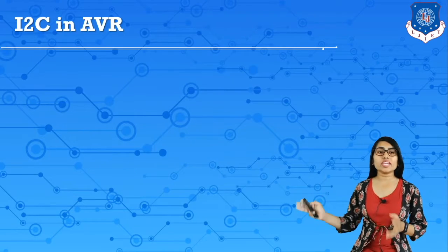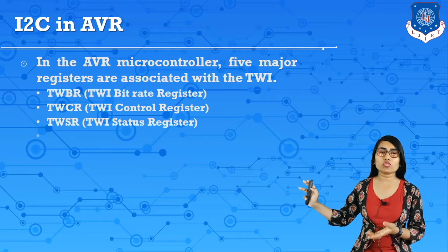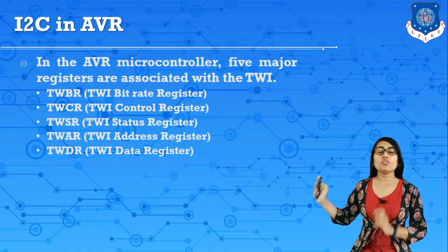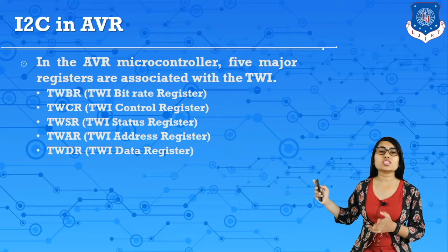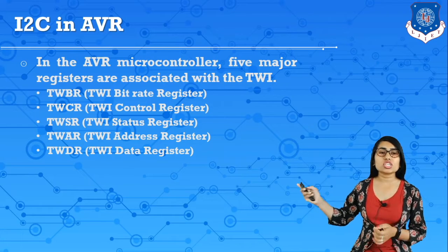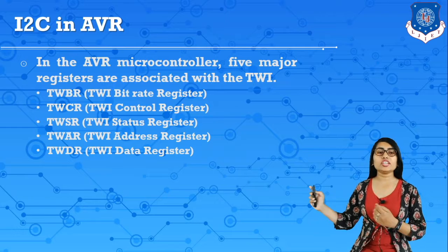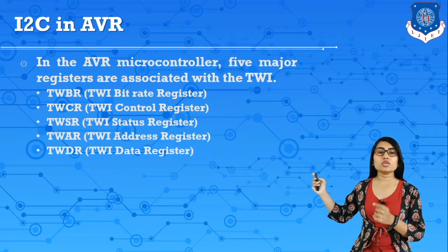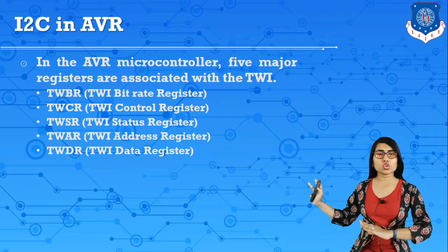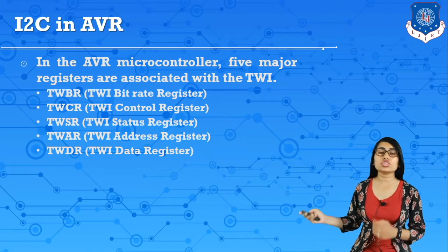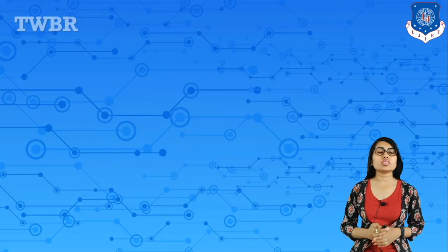So these bits are used, and in the AVR microcontroller 5 major registers are associated with TWI, or I2C, that is TWBR, TWCR, TWSR, TWAR and TWDR. These are the TWI bit rate register, control register, status register, address register and data register. So let's discuss all the 5 registers one by one.